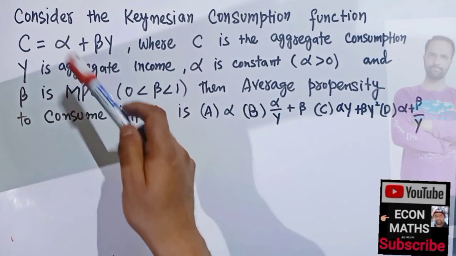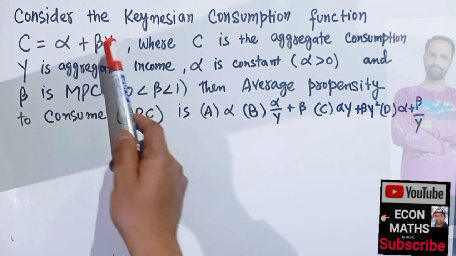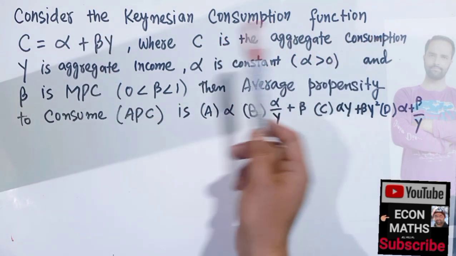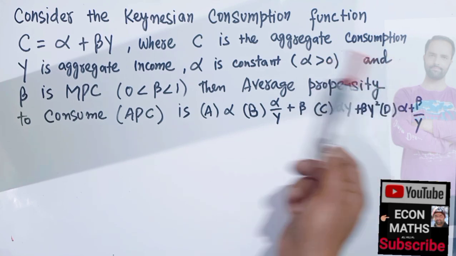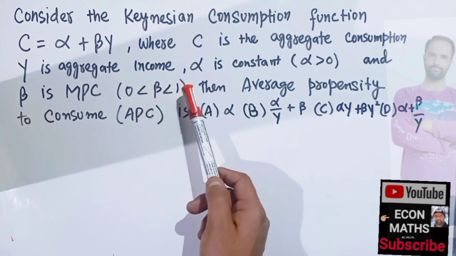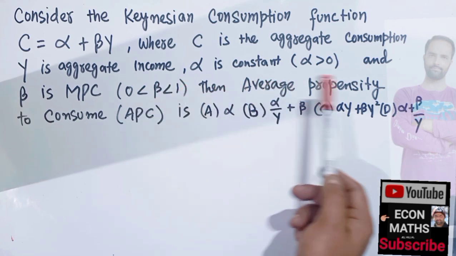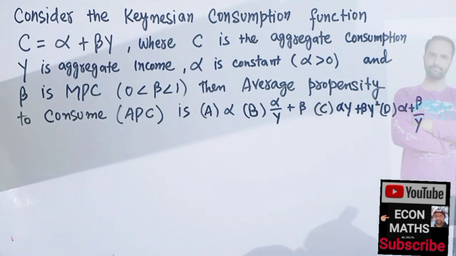The question is, consider the Keynesian consumption function as C is equal to alpha plus beta y, where C is the aggregate consumption, y is the aggregate income, alpha is a constant which is greater than 0, and beta is the marginal propensity to consume, and beta lies between 0 and 1. Then average propensity to consume, that is APC is, the options are being given. We need to find out the correct option.